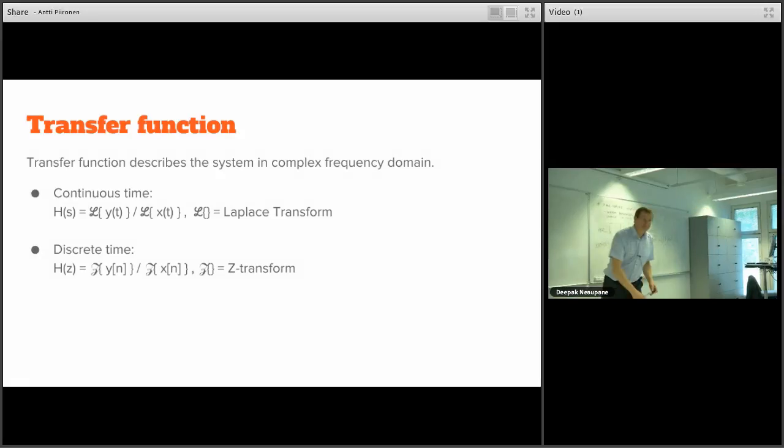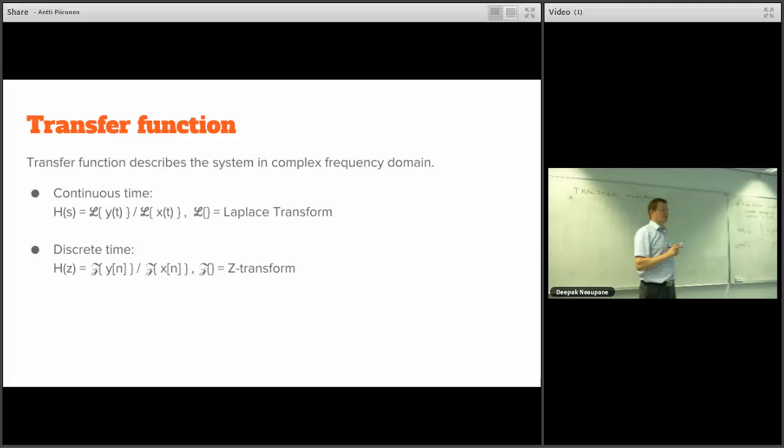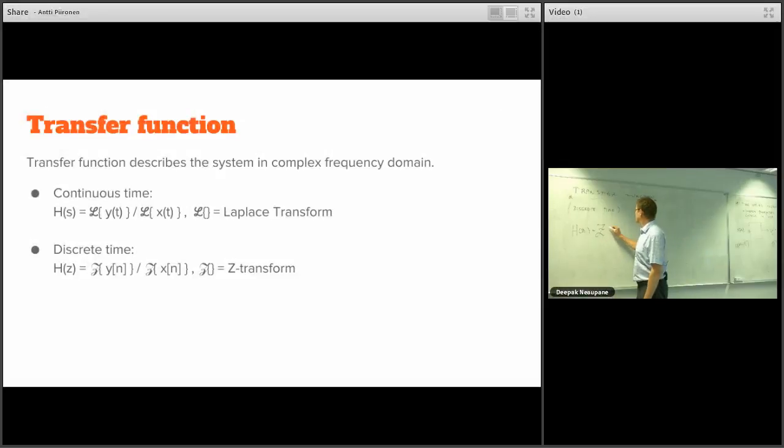On continuous time systems, that's how it goes. It's the Laplace transform of output divided by the Laplace transform of input. That's the definition. On discrete time systems, we have the definition for the transfer function. It's basically quite ugly. It's the so-called Z transform of y of n divided by the Z transform of x of n.